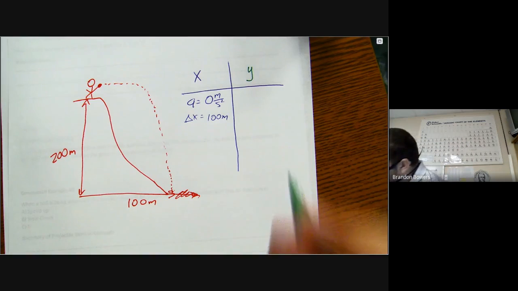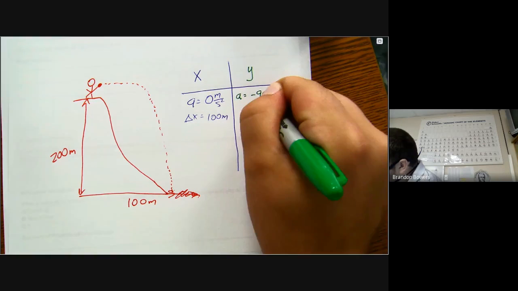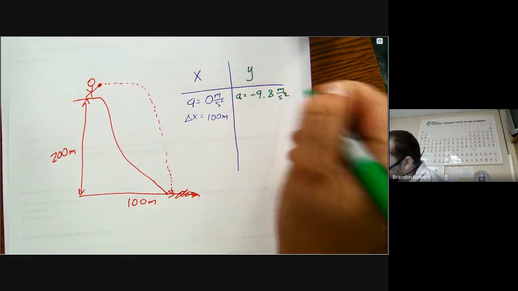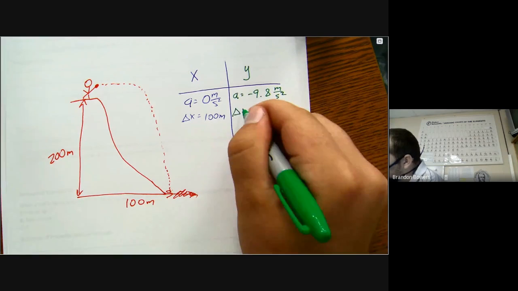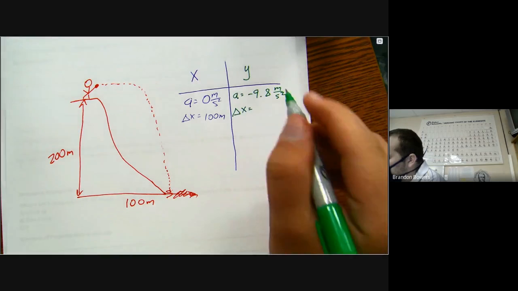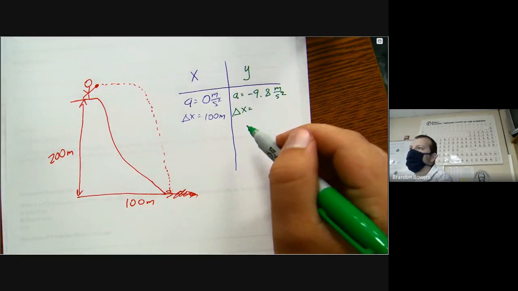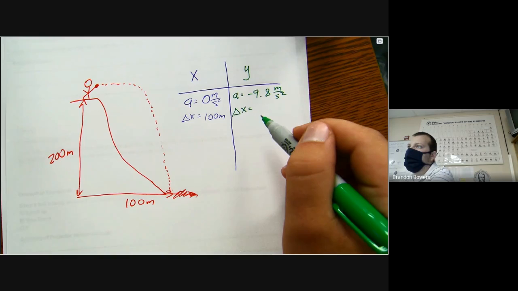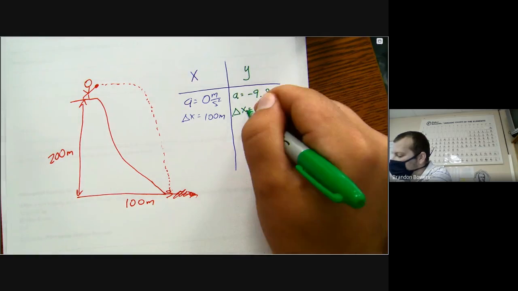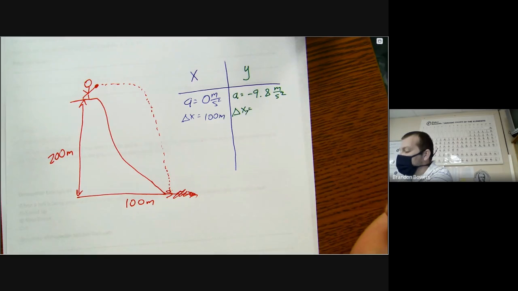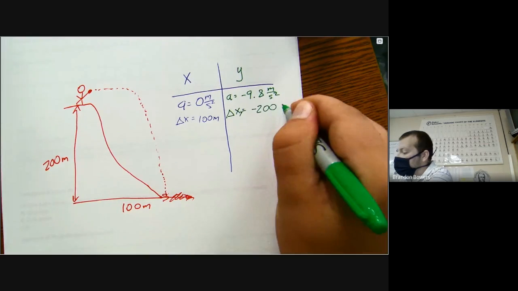What is acceleration in the y? Nailed it. Don't forget the square. All right. Delta x, or I should say, displacement in the y direction. Why'd you write X? Because X means displacement. But technically it should be displacement in the y direction. There should be a Y in there somewhere. Change it. What is my displacement? Negative 200.